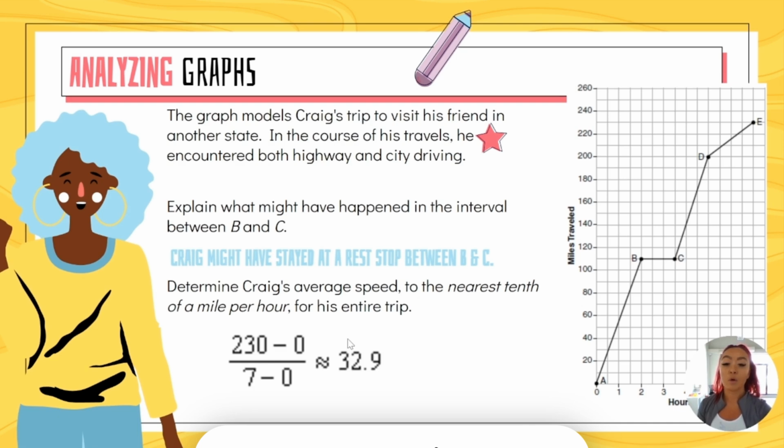And we'll get 230 minus 0, that's our y2 minus y1, over 7 minus 0, that's our x2 minus x1. And that's approximately 32.9. So Craig's average speed was 32.9 miles per hour.